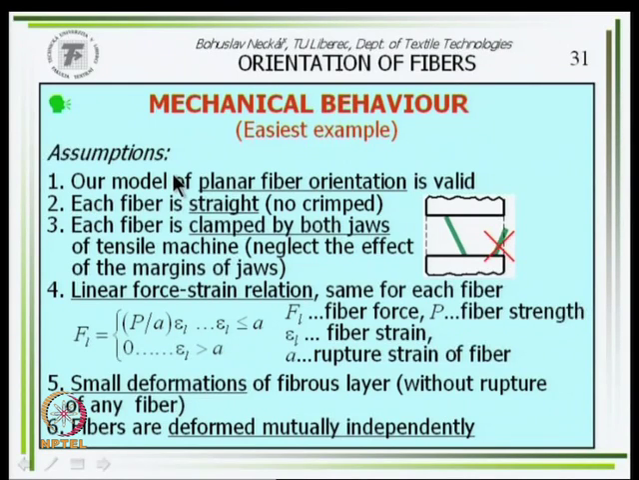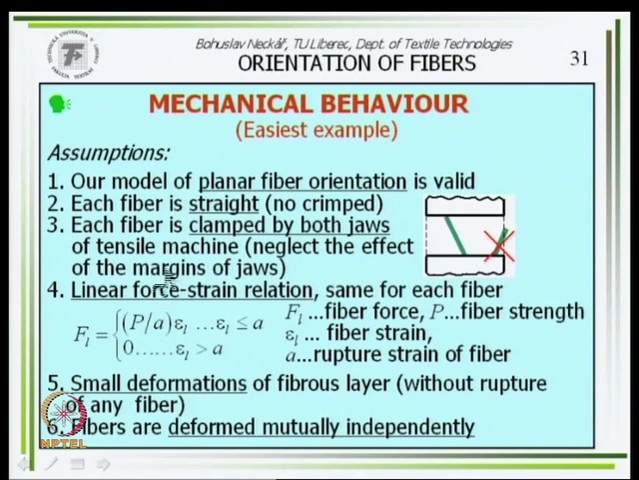Let's accept 6 assumptions which make our problem easy. First, our model is planar fiber orientation. Second, each fiber is straight. It means no crimp. Also, cotton fiber has some small crimp, but we assume that each fiber is straight. Third, each fiber is clamped by both jaws of the tensile machine or breaking machine.